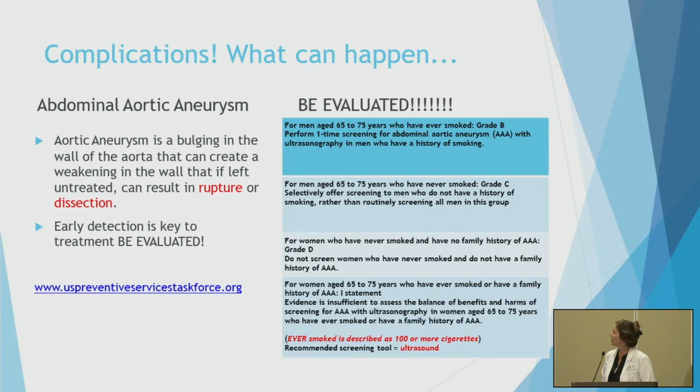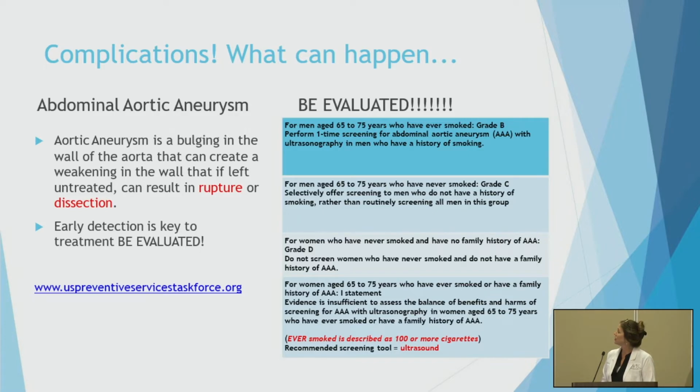So looking at the U.S. Preventive Services Task Force, what they recommend now for men ages 65 to 75 who have ever smoked, and ever smoked means they have smoked at least 100 cigarettes in their lifetime. I'm not sure who came up with that calculation, but if they have smoked 100 cigarettes in their lifetime and they're between the ages of 65 and 75, they need to have at least one screening for an aortic aneurysm.